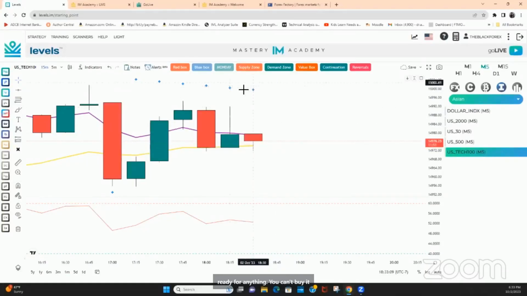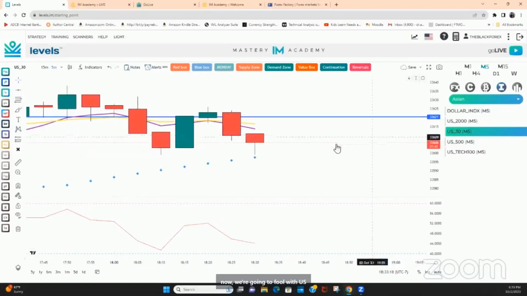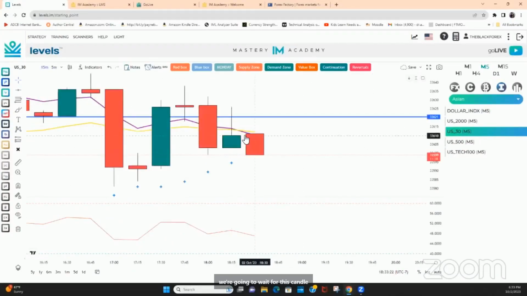You can't buy it because there's a plus. You can't sell it because it hasn't crossed. So we're not even going to worry about tech until tech is ready. Right now, we're going to fool with US 30. On the 15-minute chart, we're going to wait for this candle to close in 10 minutes.